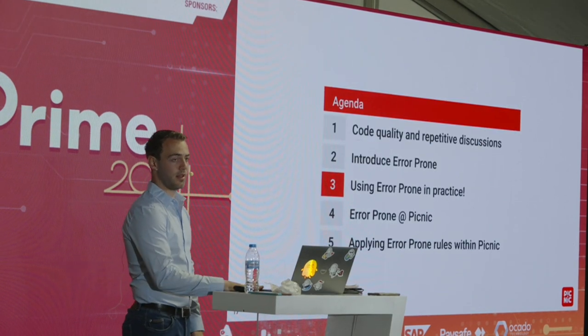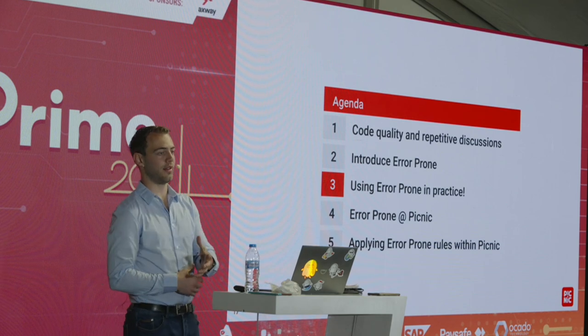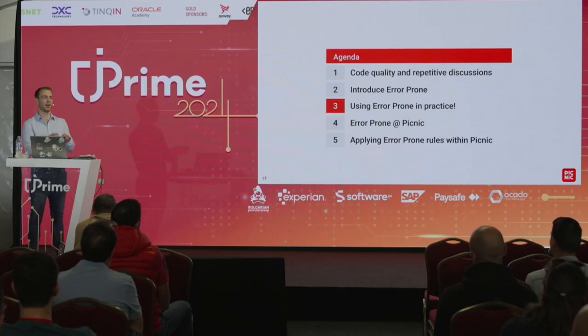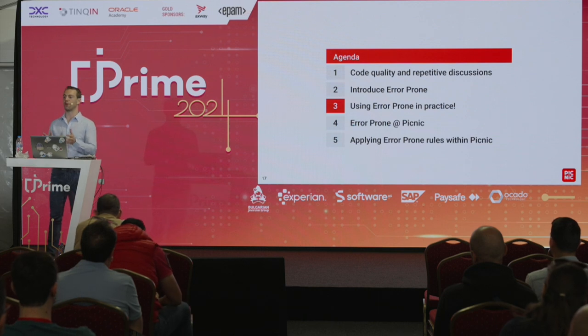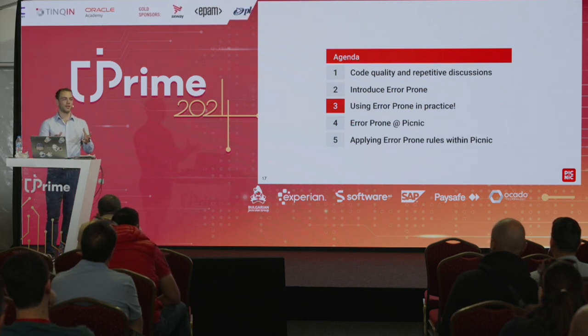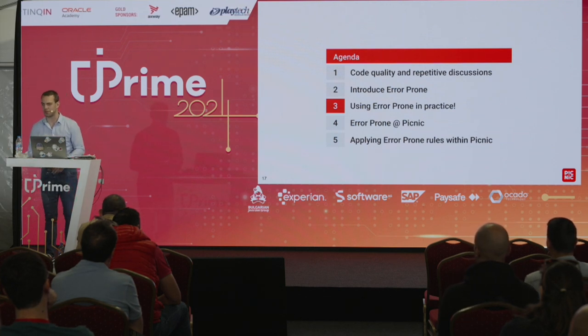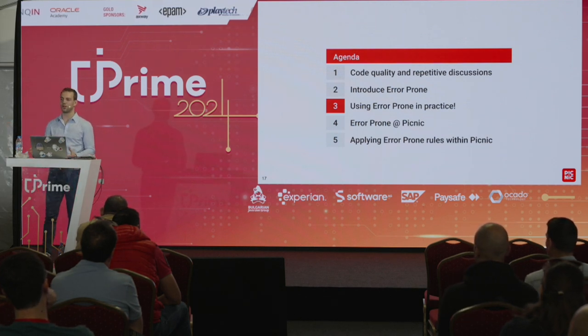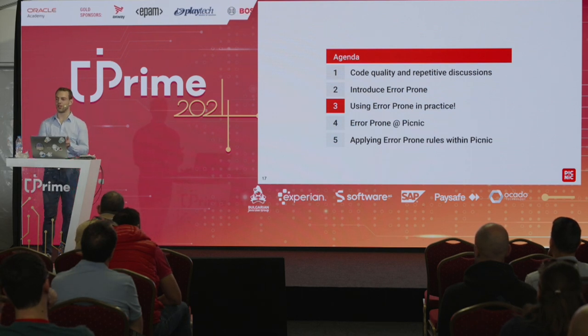So now you have seen what Error Prone is, I want to show you how you can start using it in practice, because this can be quite complicated. As I mentioned, there are over 500 bug patterns provided by Error Prone. But let's say you have a big legacy code base and you would simply start enabling Error Prone and use all the checks. A lot of changes would be introduced in your code base.